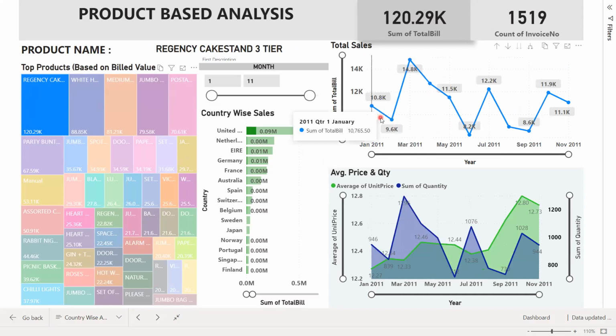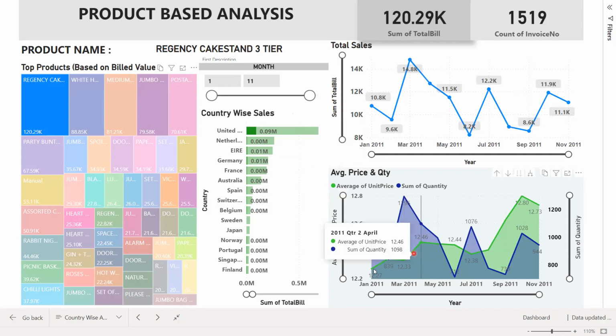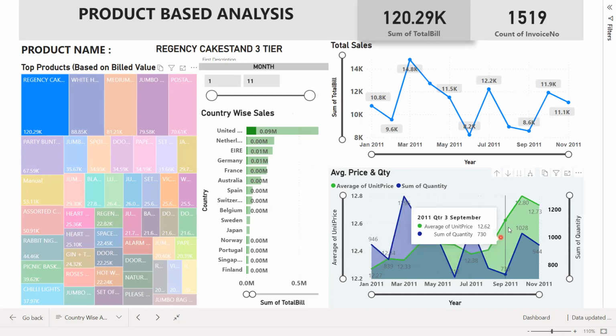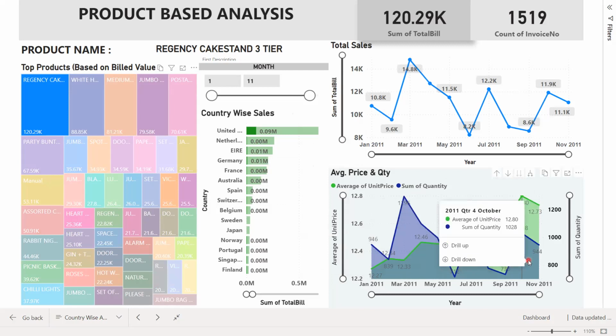And this item is in demand from January to November. Also, country-wise, if you see, the UK was first to buy these items, followed by other countries. And finally, the price. The price of these items has increased gradually over a period of time, but the quantity remained a little low. So this may be because the price increased and the quantity reduced by a certain amount.